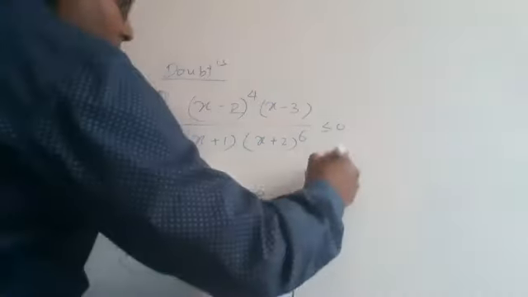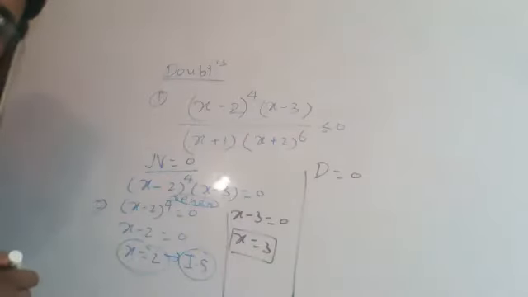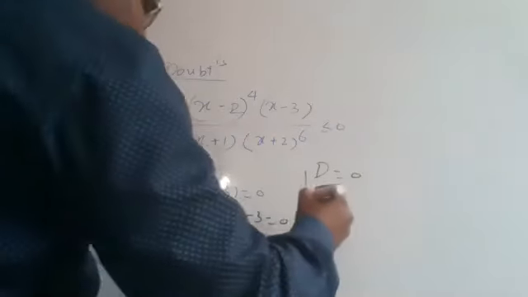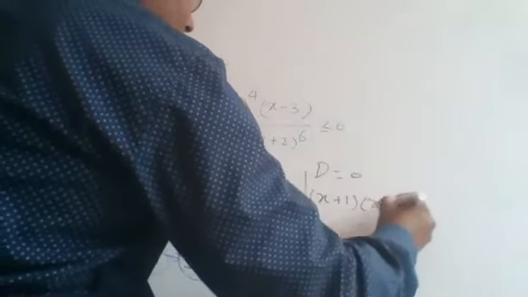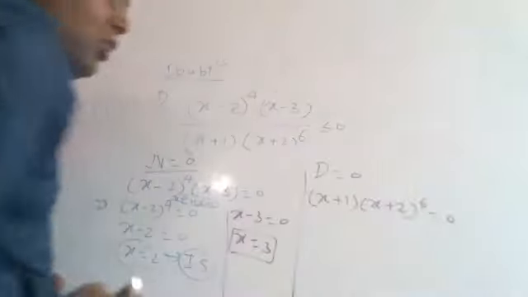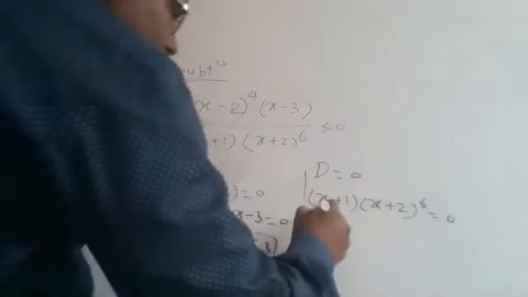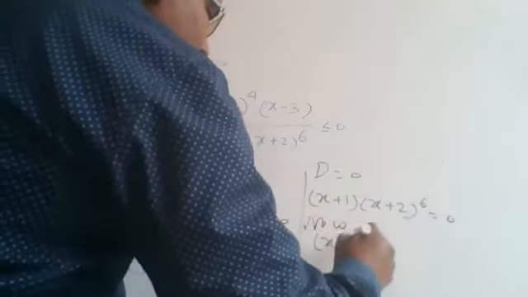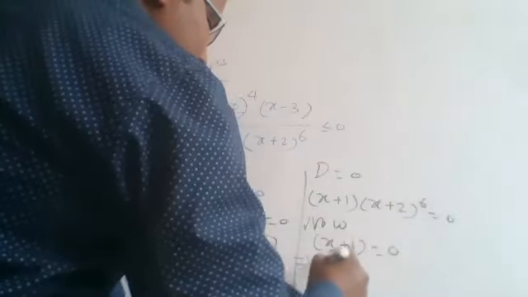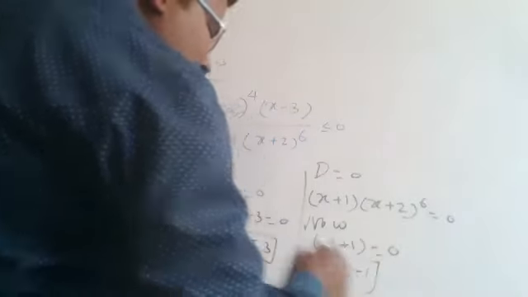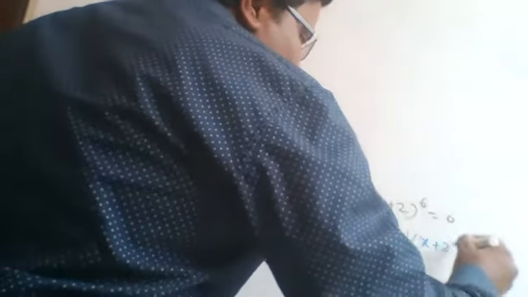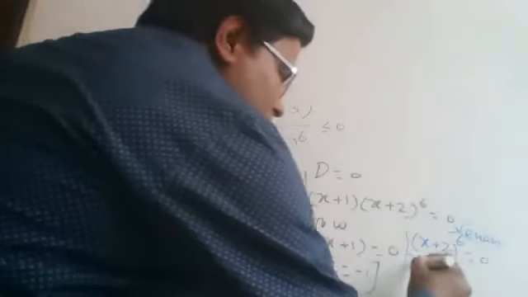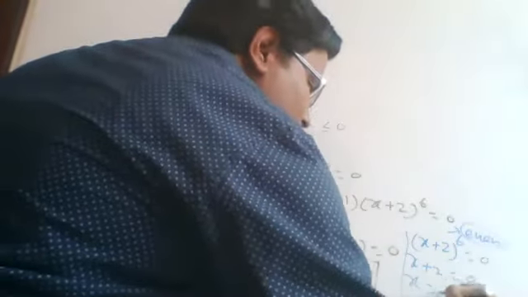Now what do we have to do? We have to put the denominator equal to 0 also. When I put the denominator equal to 0, what do we get? Here the denominator is (x plus 1) into (x plus 2) to the power 6 equals 0. So from here we get x plus 1 is equal to 0. This implies that x is equal to minus 1 simply. And after that, we make (x plus 2) to the power 6 equal to 0. Now this is an even power, so we get x plus 2 equals 0, so the value of x equals minus 2.